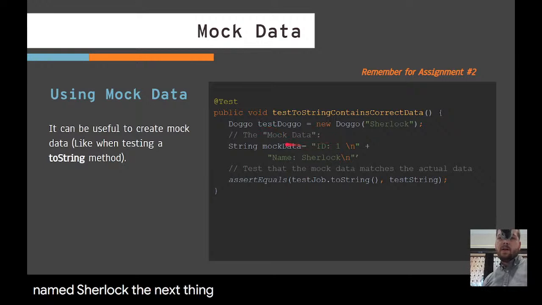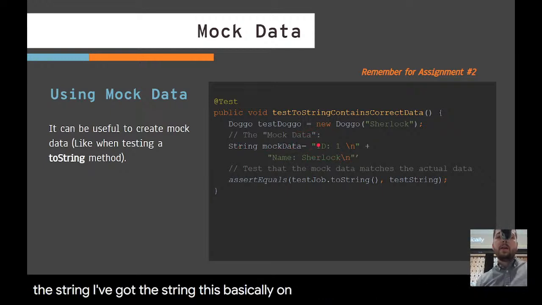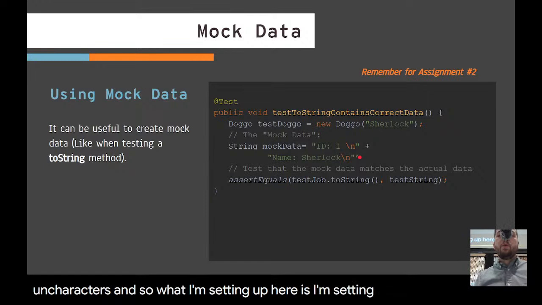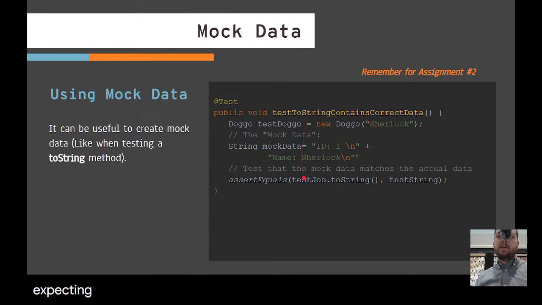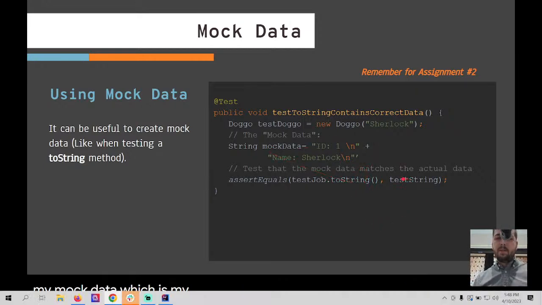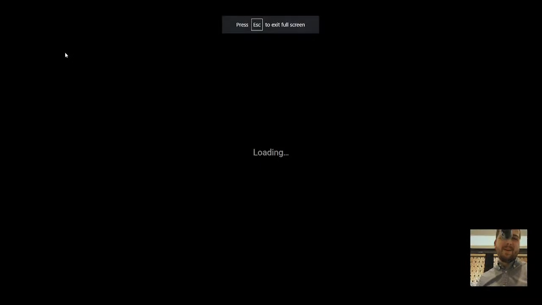The next thing I do here in this test is I create a string. And inside the string, I've got this string that's basically on one line, it's going to be ID 1, and then the next line is going to have name, and then the name Sherlock. Then I got these new line characters. And so what I'm setting up here is what I am expecting testJob.toString to output. And so then I compare testJob.toString to my mock data, which is my, well, that doesn't say mock data. Sorry, I make these and then I refactor them, and then sometimes I have mistakes like that.